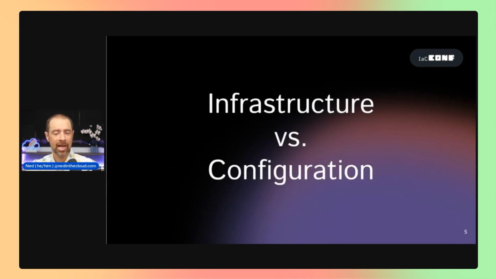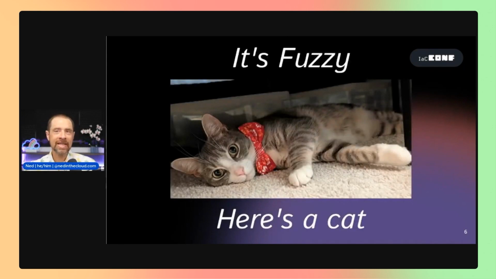Where do you draw the line between this is infrastructure that I'm deploying and then this is stuff I need to configure? And it's fuzzy. It's a really fuzzy border.